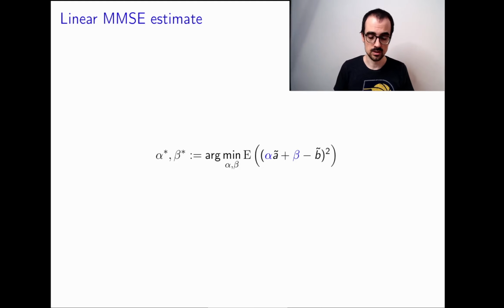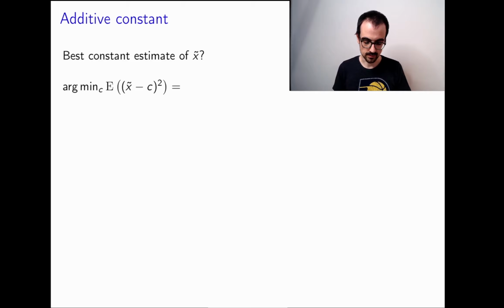All right, so we want to find a scaling factor alpha and an additive factor beta such that when we scale A times alpha and we add beta, we obtain the best possible approximation to B. That's what we want to do. So first we're going to consider this additive constant, and we're going to remember that if you want to obtain the best possible constant estimate of a random variable in terms of mean squared error, that best constant estimate is equal to the mean. We established this earlier in the course.